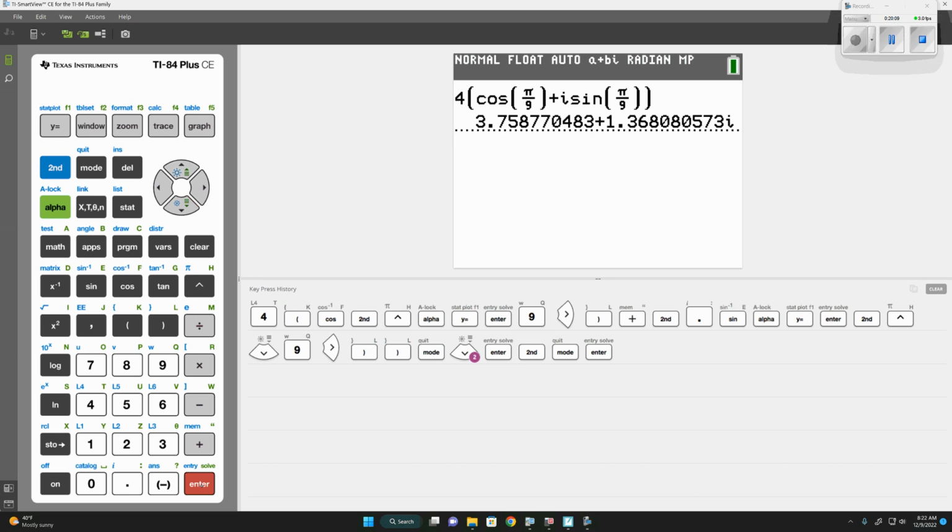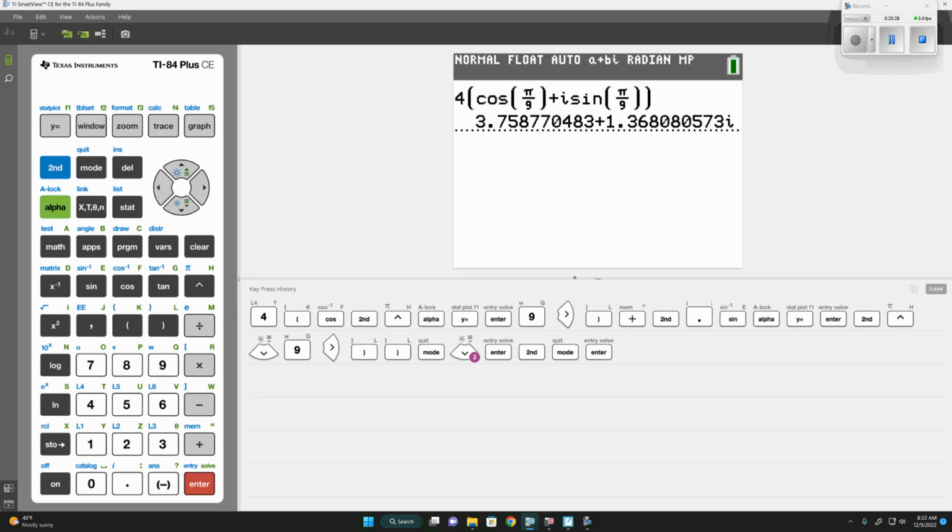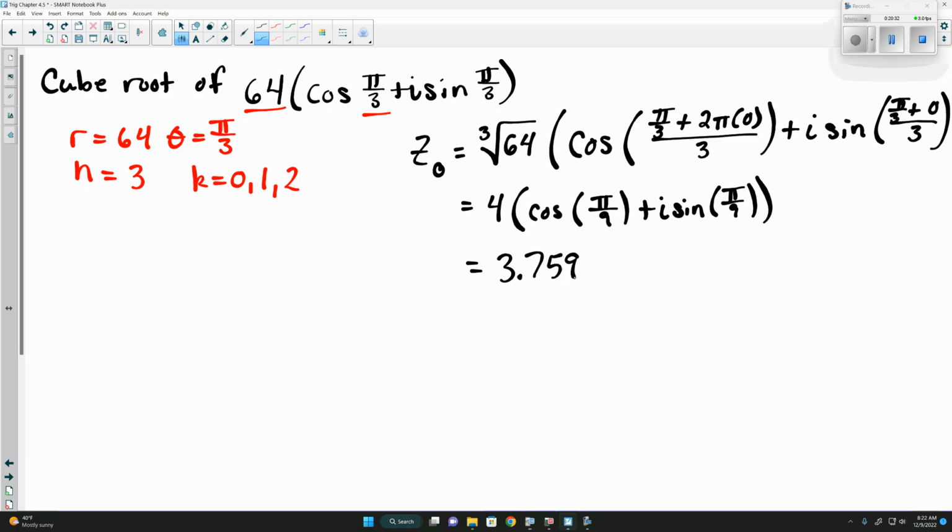Round to 3 decimal places. So instead of doing each one individually, I did the whole thing at once. So here, 3.759 plus 1.368i.